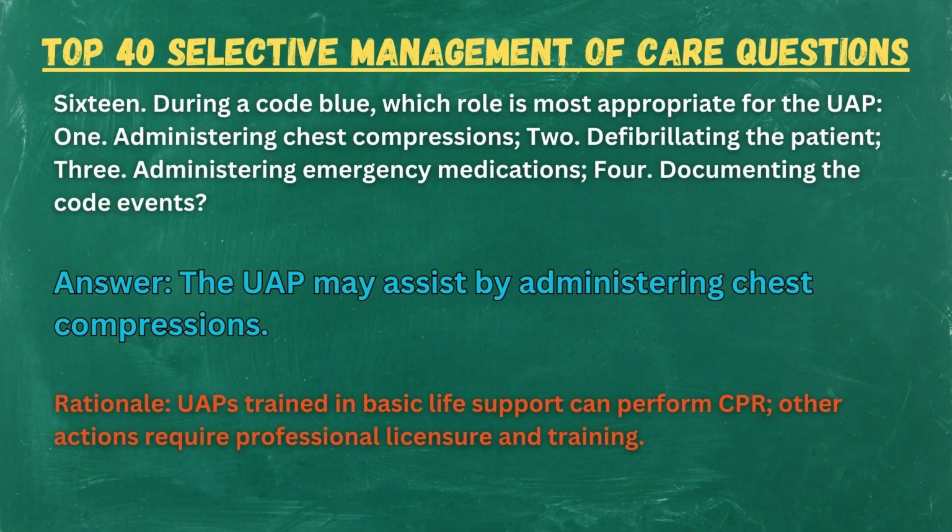RN tasks. 16. During a code blue, which role is most appropriate for the UAP? 1. Administering chest compressions. 2. Defibrillating the patient. 3. Administering emergency medications. 4. Documenting the code events? Answer: The UAP may assist by administering chest compressions. Rationale: UAPs trained in basic life support can perform CPR. Other actions require professional licensure and training.